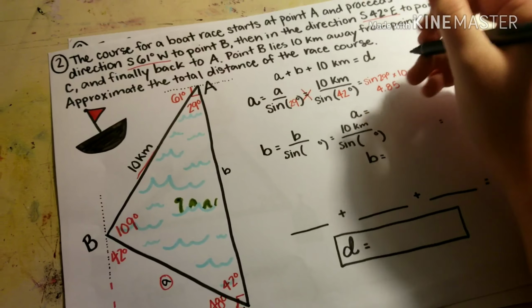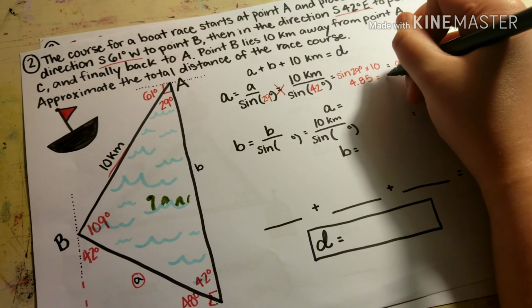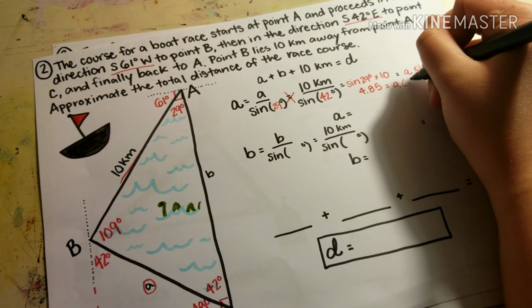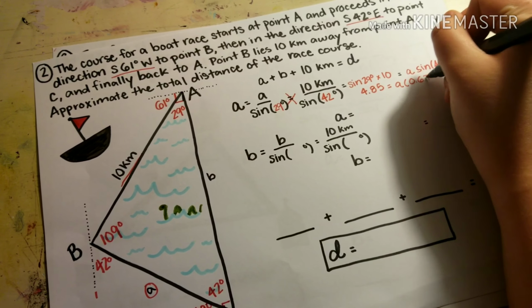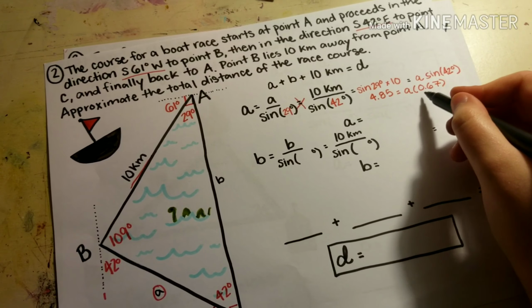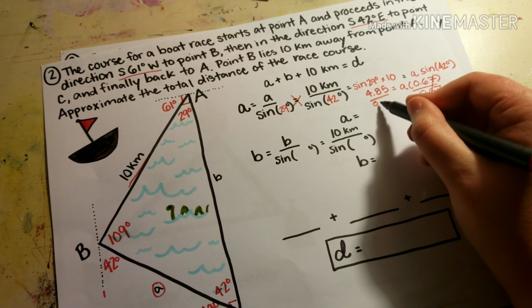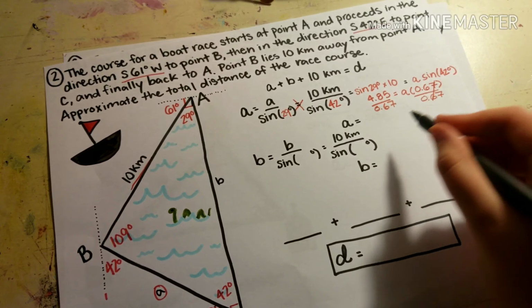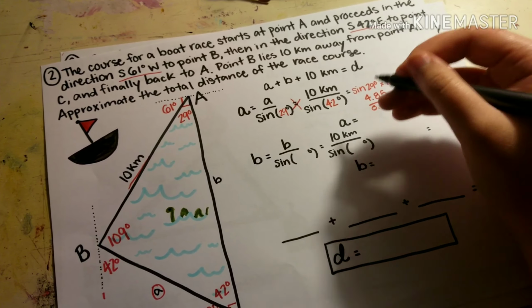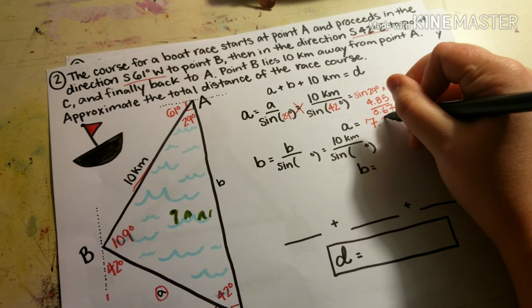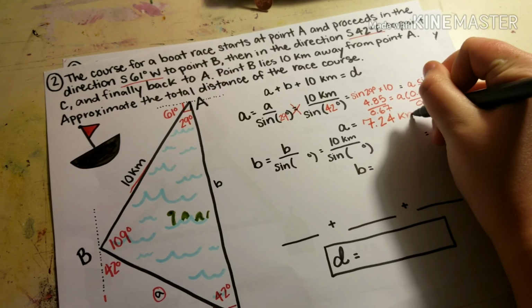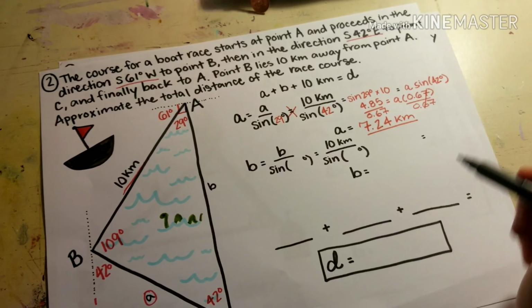4.85 equals A times 0.67. And then when you divide this over, this cancels out. And when you divide 4.85 by 0.67, you get 7.24 kilometers. So that is your distance for A.